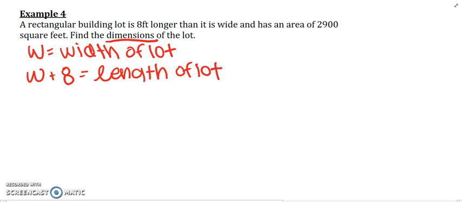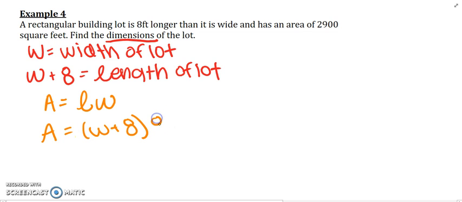And I know the area is 2,900. Well, the area formula for a rectangle is length times width. In this case, the length is W plus 8 times the width, which is W. And you know that area is the 2,900 square feet.